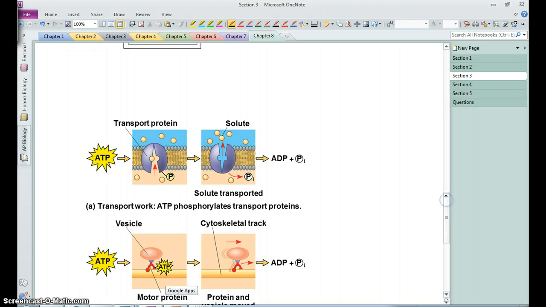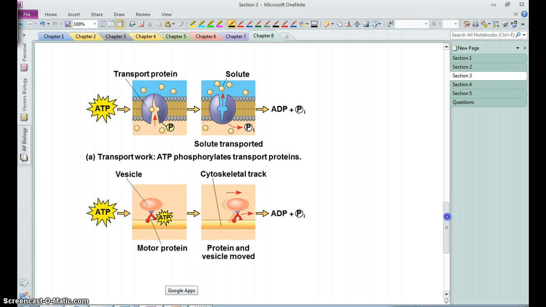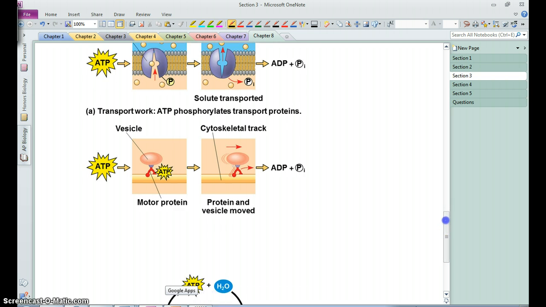ATP, again, is used to do lots of different things. Those transport proteins we talked about in the membrane chapter, again, particularly to transport against the concentration gradient. It's going to take energy to do that. Those motor proteins that move organelles around along microtubules, it takes energy to do that.